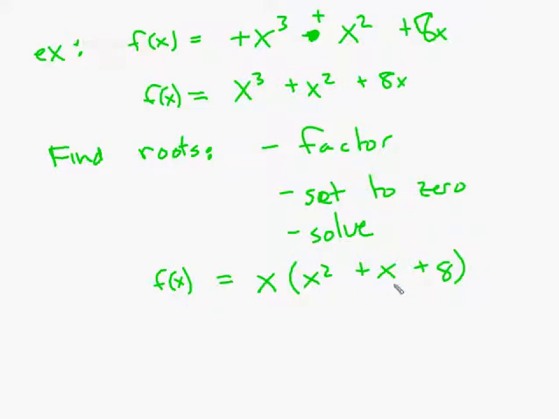Now, if possible, I would factor this one. Is that one going to be possible? No, that one's not factorable. So what do I use in this case when I have a quadratic that's not factorable? Quadratic formula. Now I'm going to set this equal to 0, so for finding the roots, we're going to say 0 equals x times this quadratic, and then we're going to use the quadratic formula on this piece.